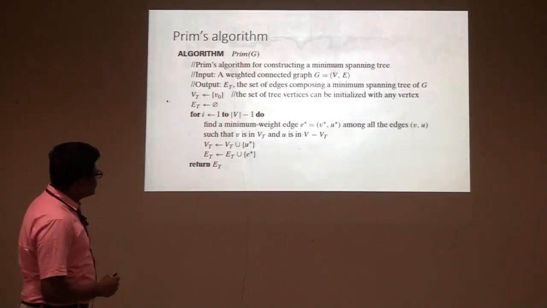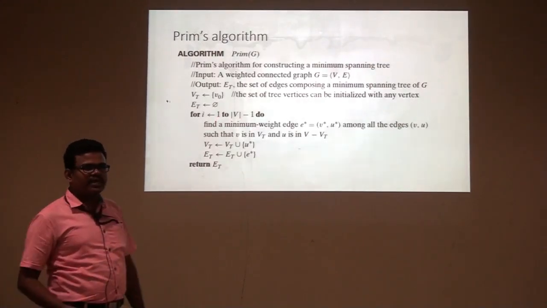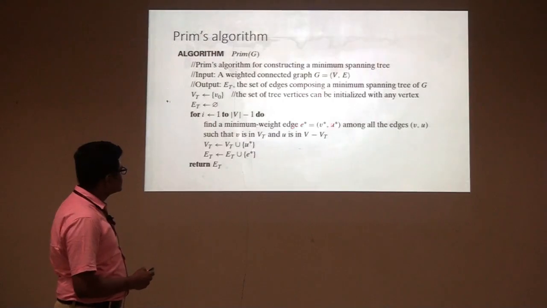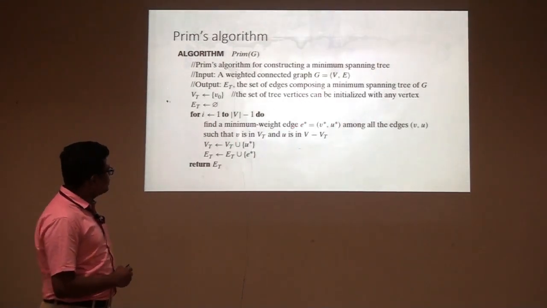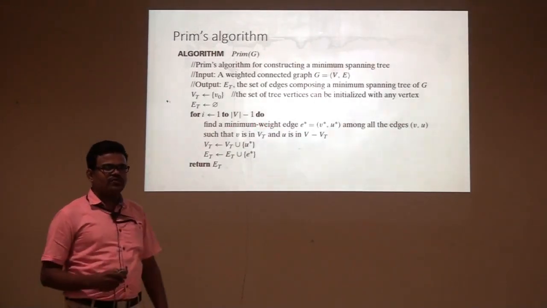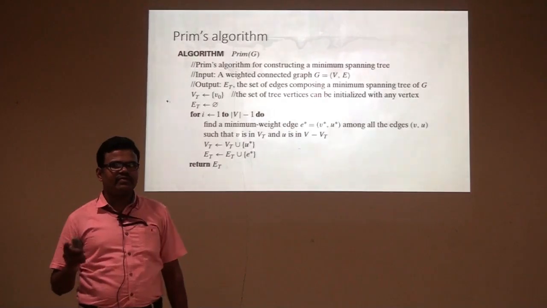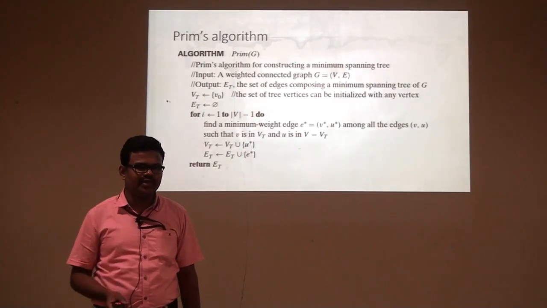For each vertex, from the first vertex to the last vertex, we do these operations. That is, for each vertex we find the minimum cost, the minimum weight. For every vertex, for all the nodes, we will have a minimum edge. Some of the edges will be higher and some of the edges will be lower.